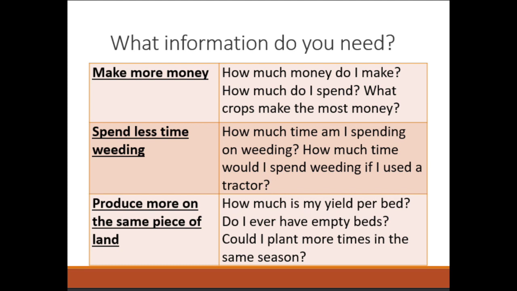Or producing more on the same piece of land. You could ask, how much is your yield per bed currently? And you could also think about, during the season, do you ever have empty ground? Because that's a potential place where you could be planting more and getting more harvest out of that same piece of ground. So look at your records or ask yourself, do I ever have empty beds in my field? And also, could I plant more times in the same season? So those are some questions you could ask yourself and some information you might need in order to meet those 3 goals.